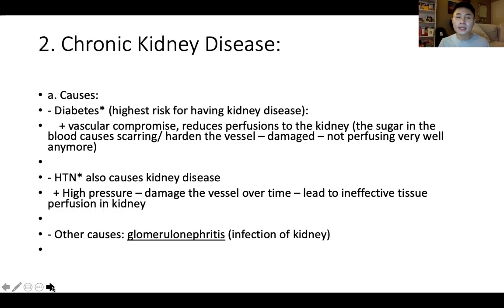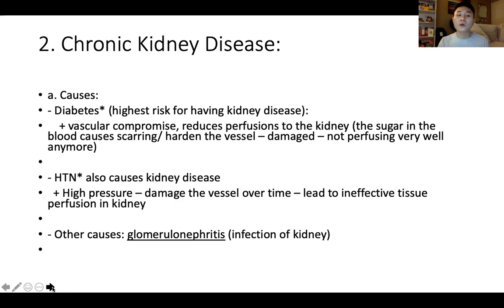Okay. Next is chronic kidney disease again. So what is the cause of this chronic kidney disease? The cause is diabetes. This is the highest risk for having kidney disease. This is because diabetic patients usually have vascular compromise. This will reduce the perfusion to the kidney because the sugar in the blood causes scarring and hardening of the blood vessel, therefore leading to damage in the blood vessel and ultimately causing a reduction in perfusion. And whenever there is a reduction in perfusion, the kidney will not work effectively. The lower the perfusion, the lower the number of the eGFR.